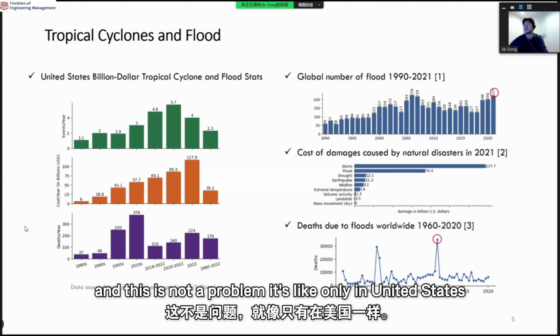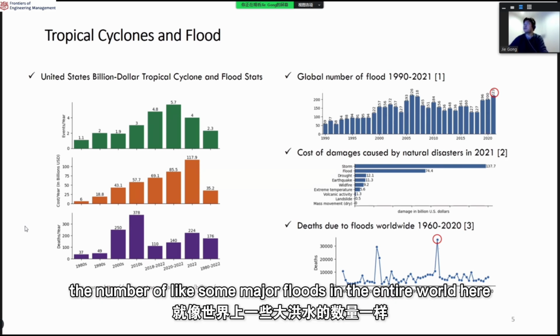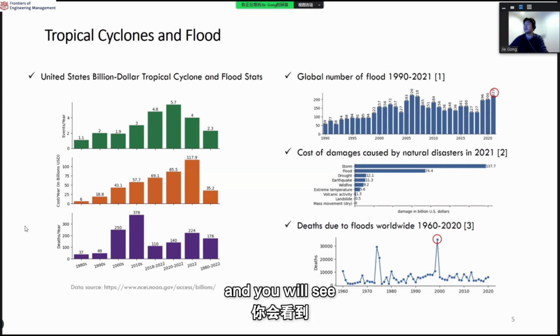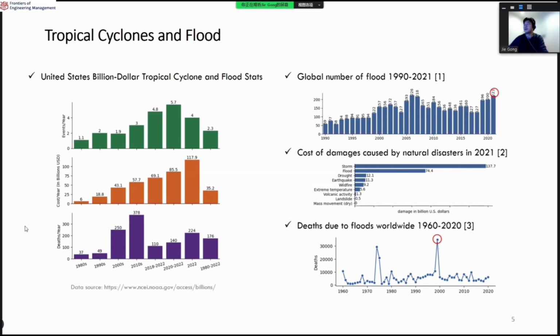And this is not a problem only for the United States. On the right side, it shows you the number of some major floods in the entire world here. Okay? You will see this number is a big number here, right?